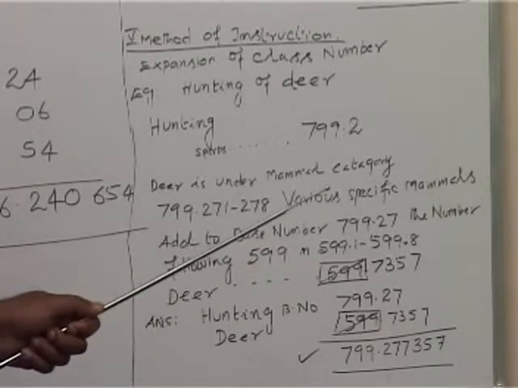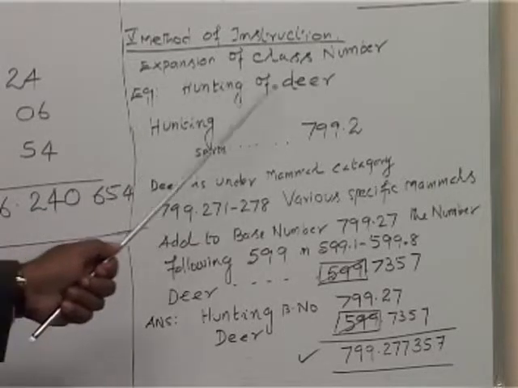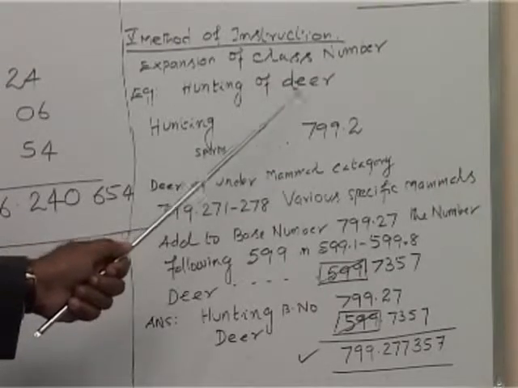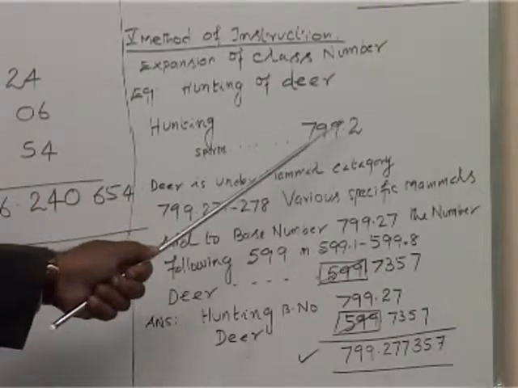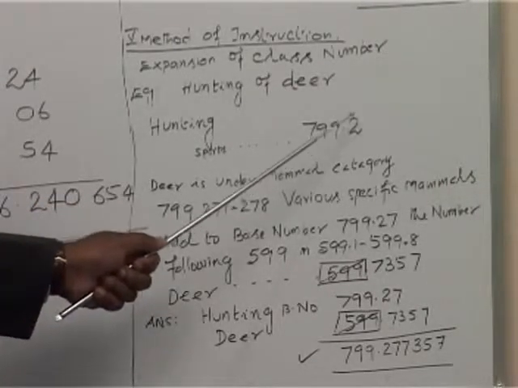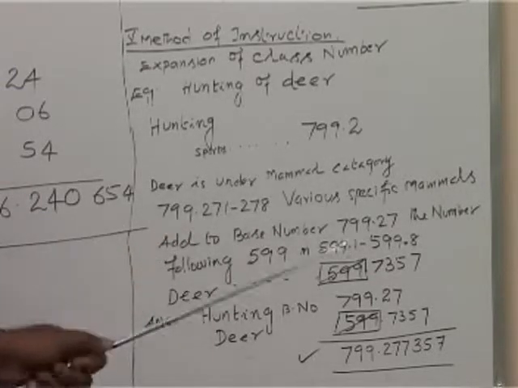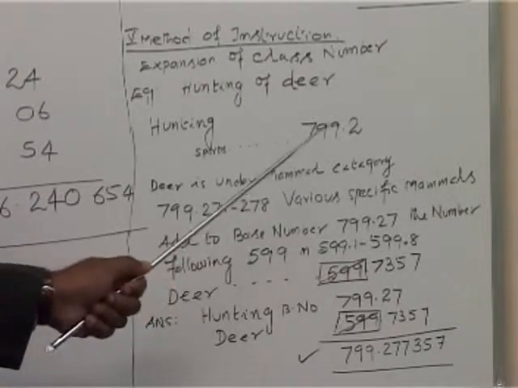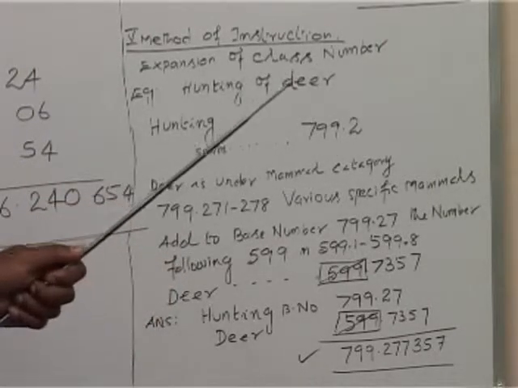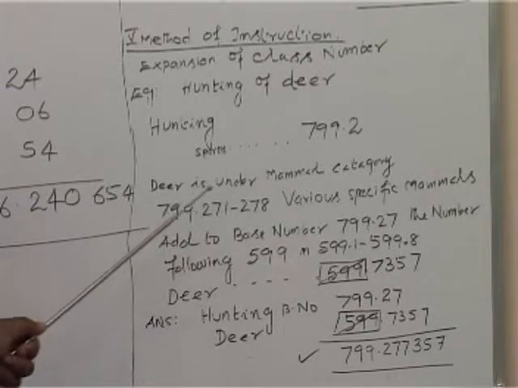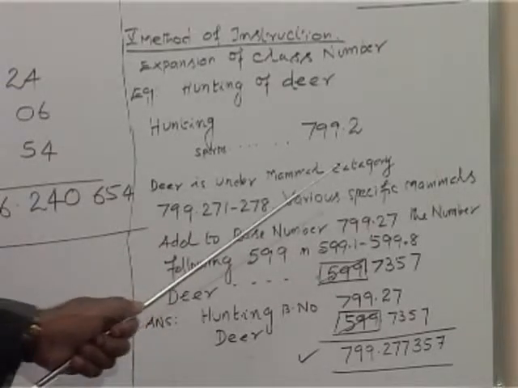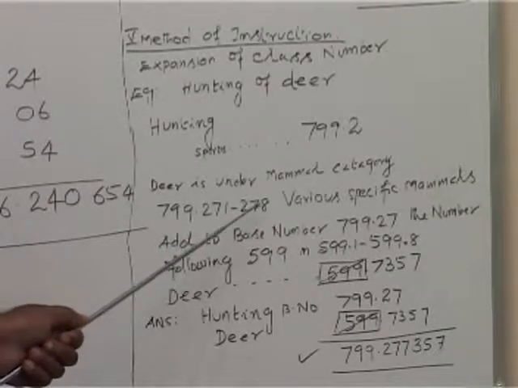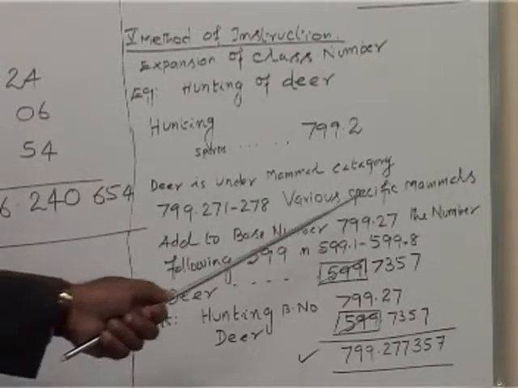Now let me explain further. Now our title is hunting of deer. Already you have got the number for hunting, 799.2. We have to add the deer number along with this. According to the expansion of class number method, I moved further. But at any cost I should not enter into 799.3. We are authorized to move up to 799.29, not .3. So deer is under the mammal category. You can find the option 799.271-278. You can find various specific mammals.